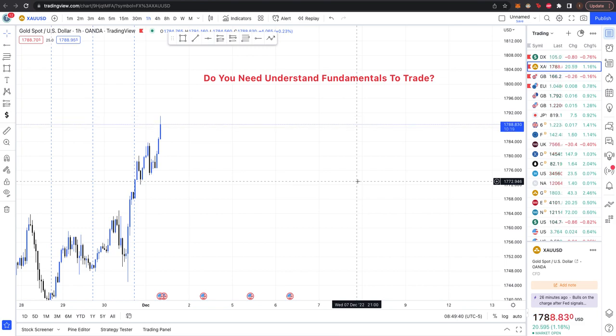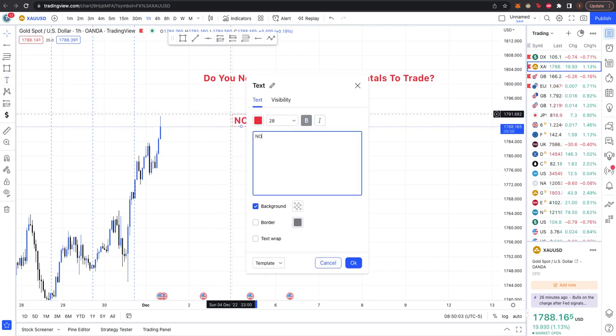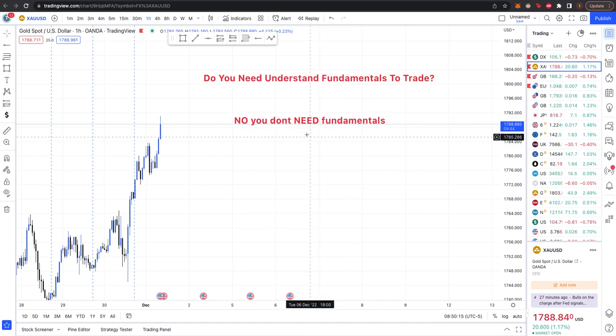And to cut a long story short, I think the answer is no. You don't need fundamentals to trade, right? You can become a trader and you can make a lot of money without understanding fundamentals, right? So the short answer is no. You don't need fundamentals, okay? You don't need them. But with that being said, I use fundamentals.